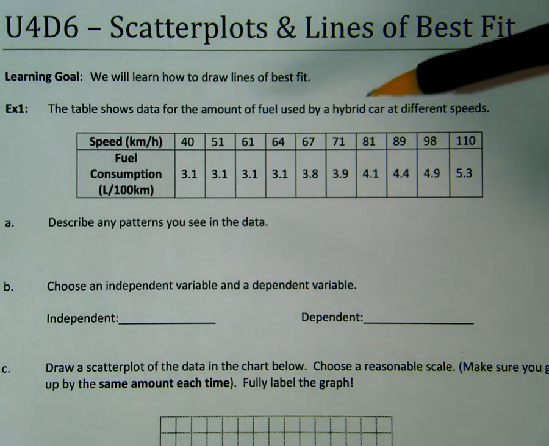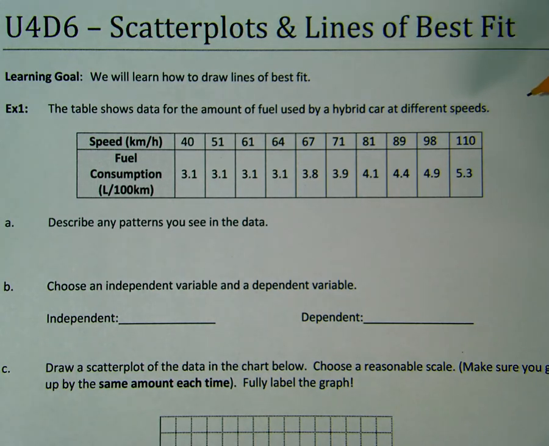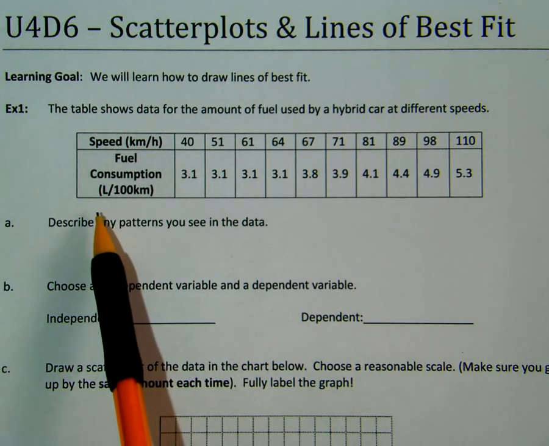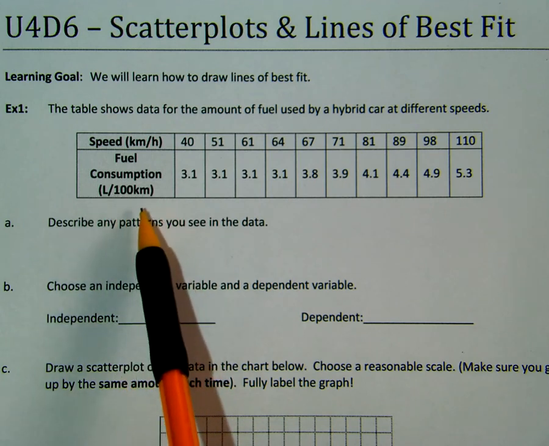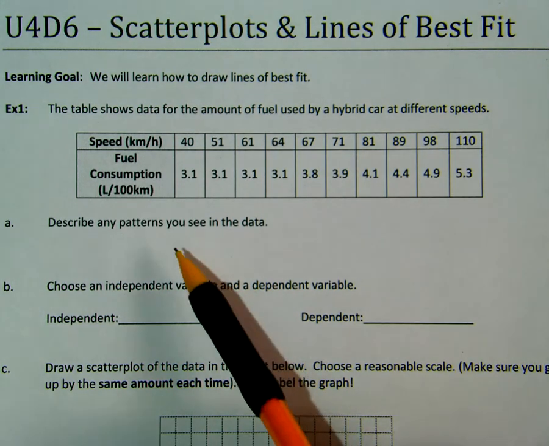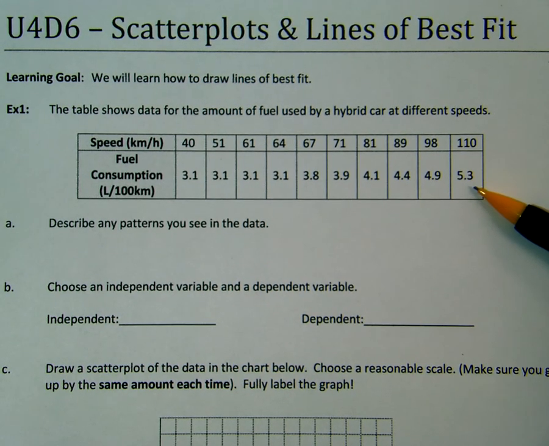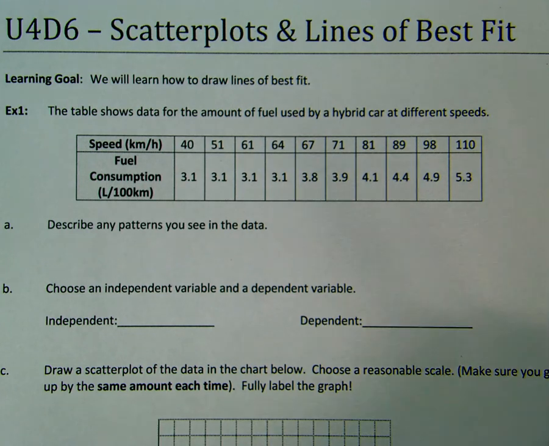The table gives us data. The table shows data for the amount of fuel used by a hybrid car at different speeds. Speed is in kilometers per hour, anywhere from 40 up to 110 kilometers per hour. And we've got fuel consumption. Fuel consumption in Canada is measured as how many liters you use for every 100 kilometers you drive, so liters per 100 kilometers driven. In the United States, it would be miles per gallon, so a little bit different of a measurement. The higher the liters per 100 kilometers, the more gas you're burning to go 100 kilometers. So that's not as fuel efficient as a lower number like 3.1.